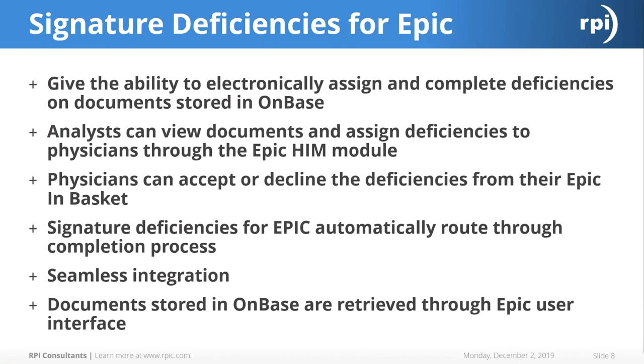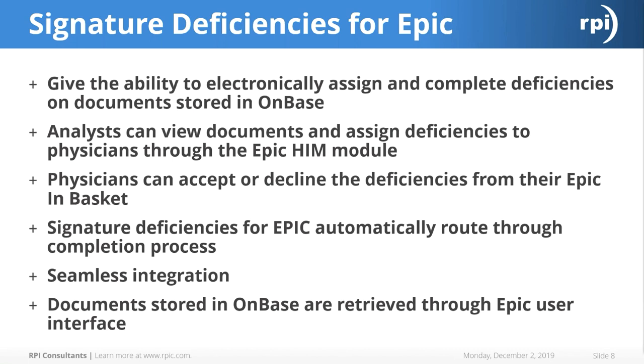Signature deficiencies for Epic. Signature deficiencies for Epic provides the ability to electronically assign and complete deficiencies on documents stored in OnBase. Analysts can view documents and assign deficiencies to physicians, and physicians can accept or decline these deficiencies. Signature deficiencies for Epic automatically routes the documents through the completion process. Signature deficiencies for Epic integrates seamlessly with the Epic application. Documents stored in OnBase are retrieved directly through Epic, through the Epic user interface.